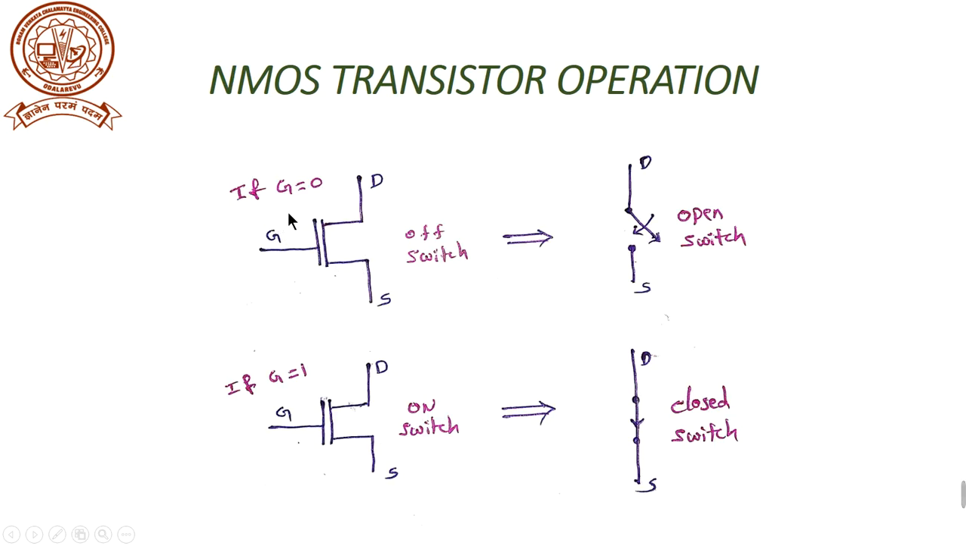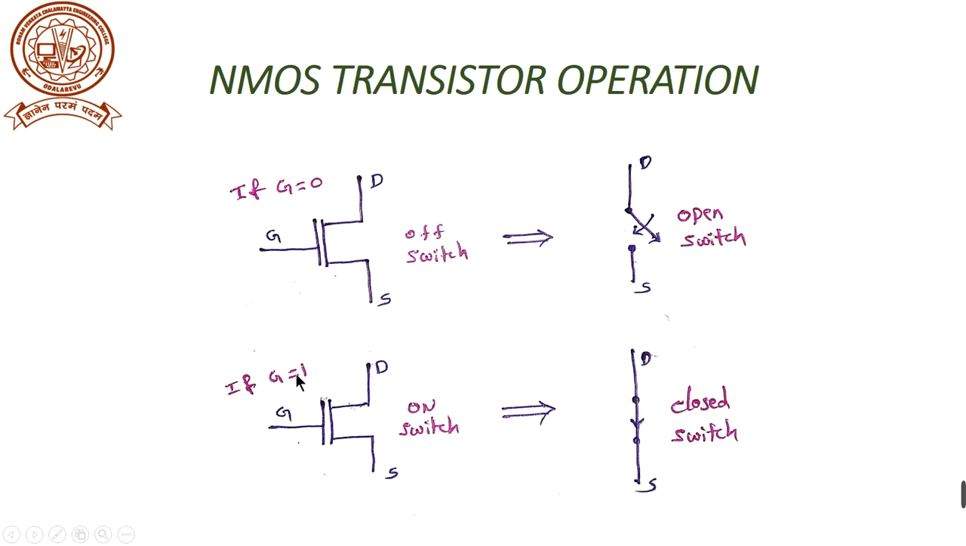And here, if the gate input signal is 0, simply the transistor is in the off state. If it is off, it simply acts as an open. That means there is no current flow between drain and source. Simply, the current should be 0.